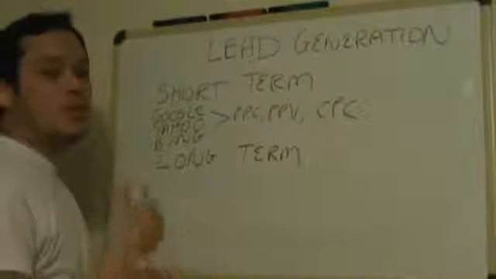Now, why is it known as short term? Short term is because, well, basically every time you want to promote your product, you have to run an ad. When the ad runs out, your market exposure dies down unless you repeat the ad and you keep paying for it again. Okay, so that's your short-term lead generation.